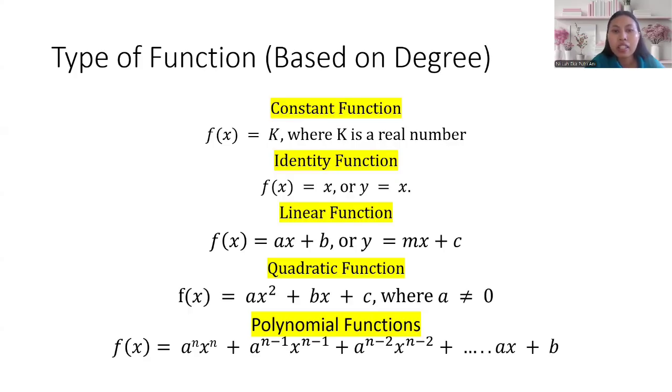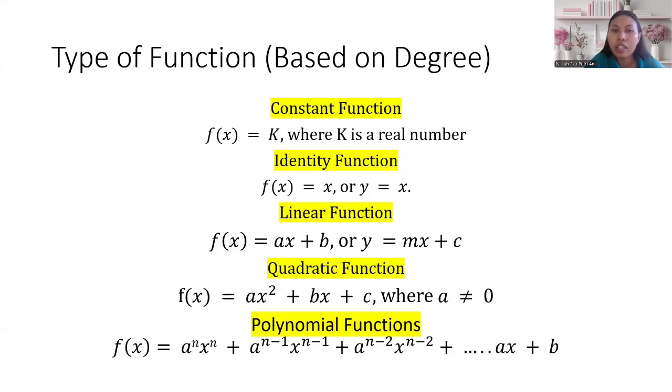Okay. Second, identity function. Now, the identity function has the same domain and range. The identity function equation is f of x equals x or y equals x. Now, its ordered pairs are of the form the set of (1,1), (2,2), and so on.